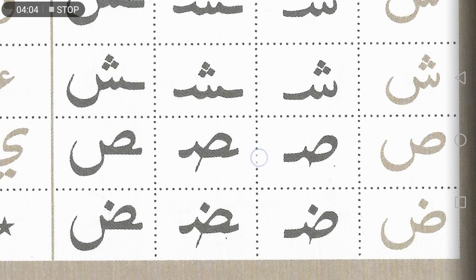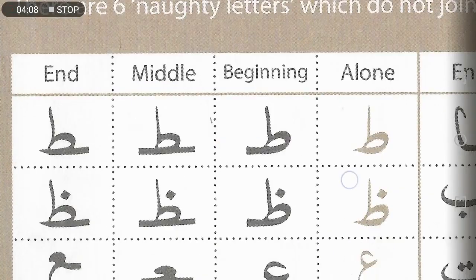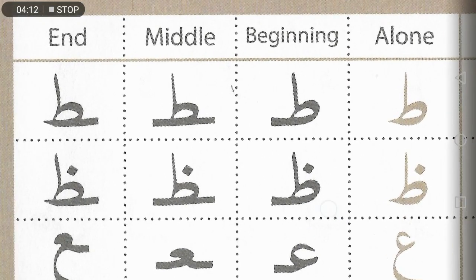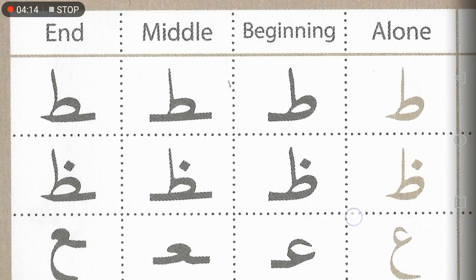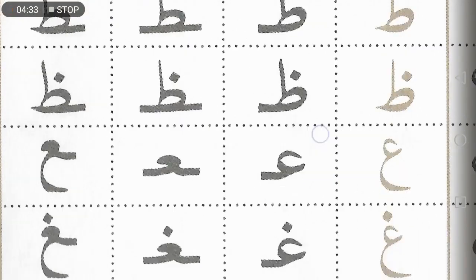Okay, and moving on to the other side of the page now. Again, the columns are the same. You've got the alone, beginning, middle, and end. The thaw and the dha, the shape hardly changes. The only thing that you've got are these arms. In the beginning, the arm is coming from the left. In the middle, you've got two arms, and in the end, the arm is reaching to the letter before. And bear in mind the dot as well.